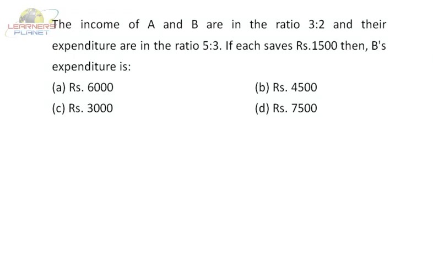Now in this case, the incomes of A and B are in the ratio 3 is to 2 and their expenditures are in the ratio 5 is to 3. If each saves rupees 1500, then we have to find out the expenditure of B. Now income, it's A and B. Income ratio is 3 is to 2 and expenditure ratio is 5 is to 3.